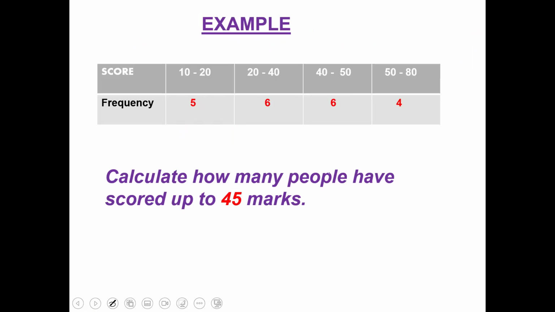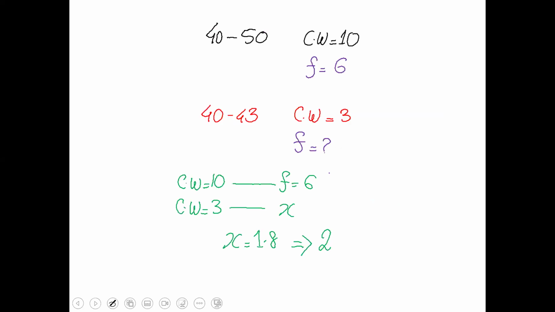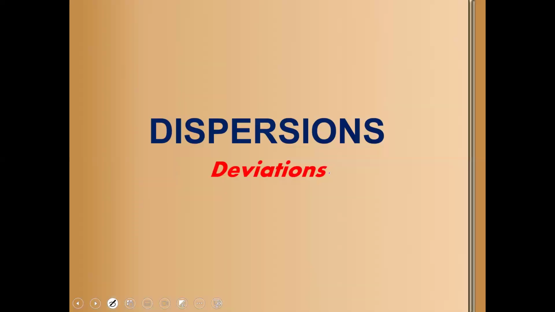Now this is an example. We have score and frequency. Calculate how many people have scored up to 45 marks. If you see this one, 40 to 50, the class width is 10 and the frequency is 6. 40 to 45, the class width is 5 and the frequency can be found by the ratio method. We apply a ratio because it's half. So we get the number 3, and 5 plus 6 plus 3 will be equal to 14. The ratio method can be applied in linear interpolation.